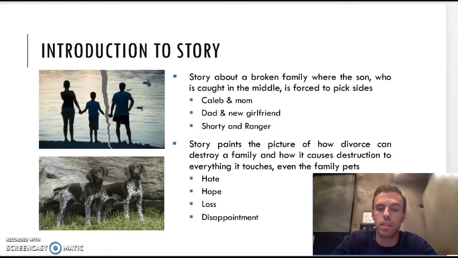The story also paints the picture of loss: the loss of a father figure for the son, the loss of a husband for the mother, and the loss of anyone who cares about the dogs. The disappointment is constant throughout the story. The father disappointing the mother and the son, the family disappointing the dogs by not paying attention to them, and the father disappointing himself because he isn't a success.